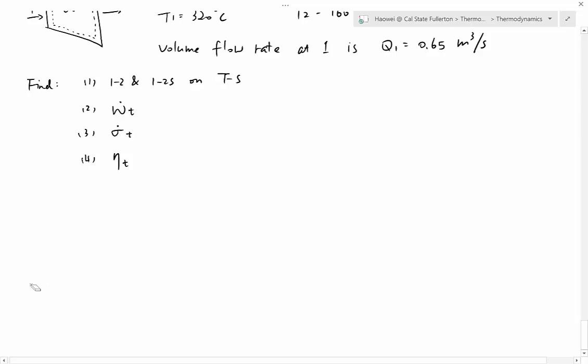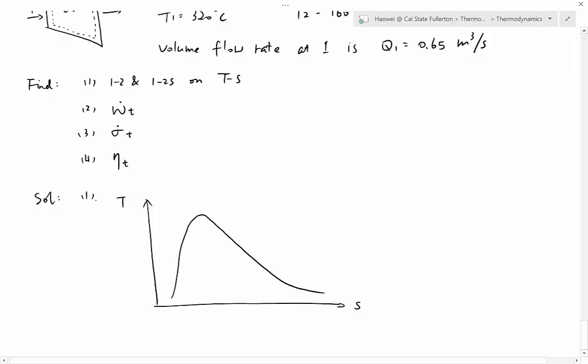Okay, so now let's start from part 1. First of all, let's sketch a T versus S diagram. Okay, and first one, we sketch the vapor dome. And on the vapor dome, we have constant pressure lines. Let's sketch two of them, one for P1, the other one for P2.